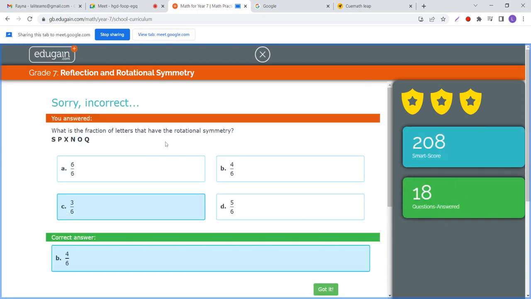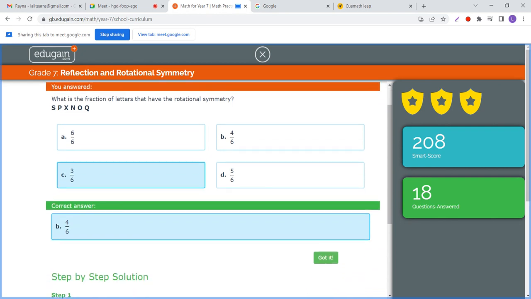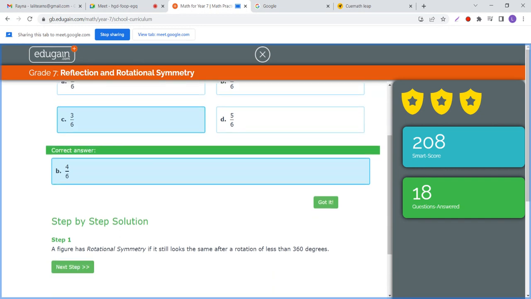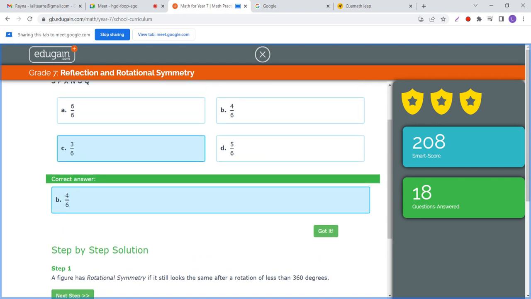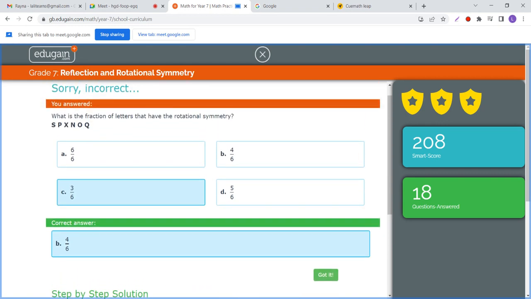Now S, P, X. I said X, N, O, Q. How is Q? It should look the same after a rotation of less than 360 degrees. Yeah. So P is not possible, isn't it?